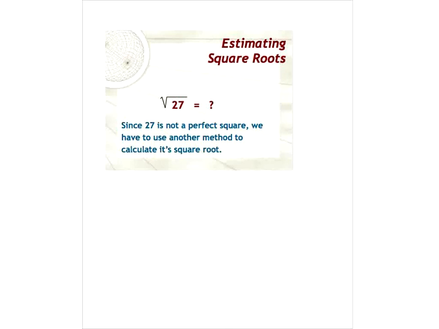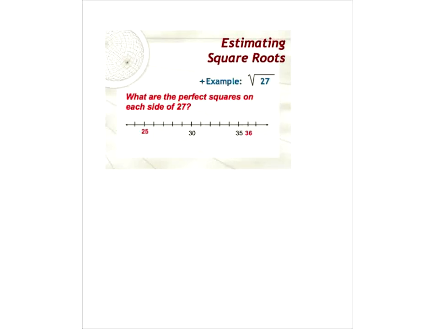So a number like 27, that's a non-perfect square, and so we have to estimate it because we don't know what its square root is, right? So how do we do that again? Well, what we do is we just take the number 27 and we look at the perfect squares on each side of 27. So those numbers are 25, that's the one that's below 27, 5 times 5, and the one that's above is going to be 36, right?